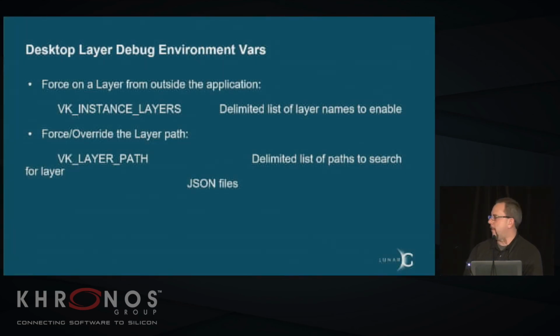And we have a couple of environmental variables there. If you want to force on, again, any layer, you just pass in a delimited name list of the layers you want to enable into instance lists. And if you want to force a different layer path than what's going to be loaded by default, you can use that environment variable. And again, the second one is delimited based on your operating system, so colon or semicolon. And that's useful if you have multiple layers and multiple paths. You can pass in all the layers there, or the paths there, excuse me.